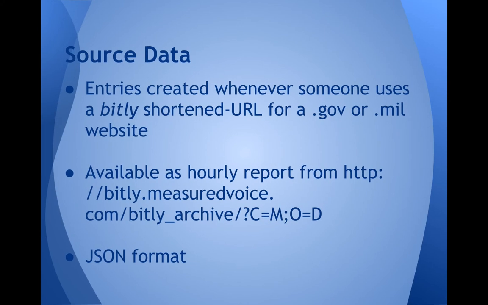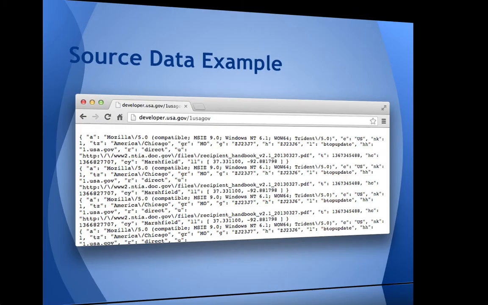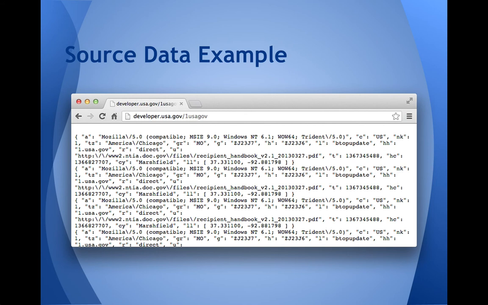So our source data are entries that are created whenever someone uses the bit.ly URL shortening service to link to a .gov or a .mil website. This data is available as an hourly report from bit.ly, and it comes in the JSON, or JavaScript Object Notation, format. As a visualization of what that JSON data looks like, here's just the top of the stream for some given time period, where we can see all these fields, one visit per entry.